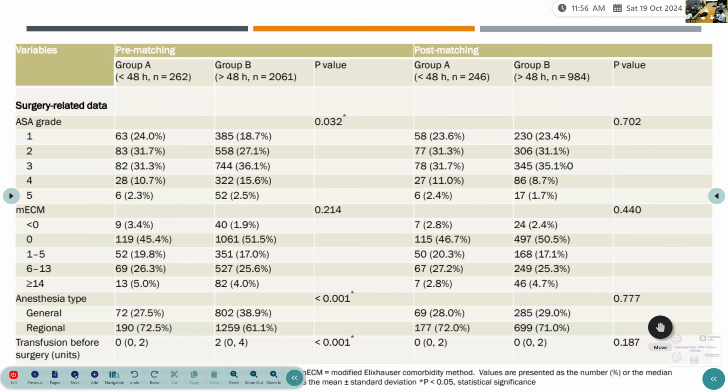These are some of the other covariates where the ASA grade again in the group B tended to be higher. So only 18.7% were ASA grade 1 as compared to group A, which had 24% of ASA grade 1. However, after matching, these numbers become similar.